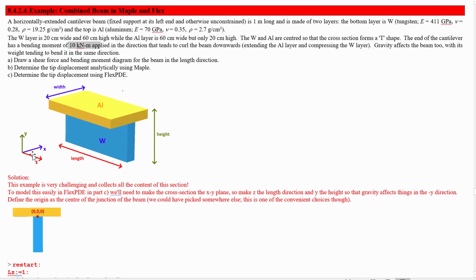Then we have a distributed load too, which is due to the weight of this thing, which is also causing it to bend down. So fixed on the left, we've got a weight and a moment applied at the end that's going to make it kind of bend down. And we want to find out a shear force and bending moment diagram in the length direction, so versus Z, a tip displacement analytically using Maple, and the tip displacement using FlexPDE as well.